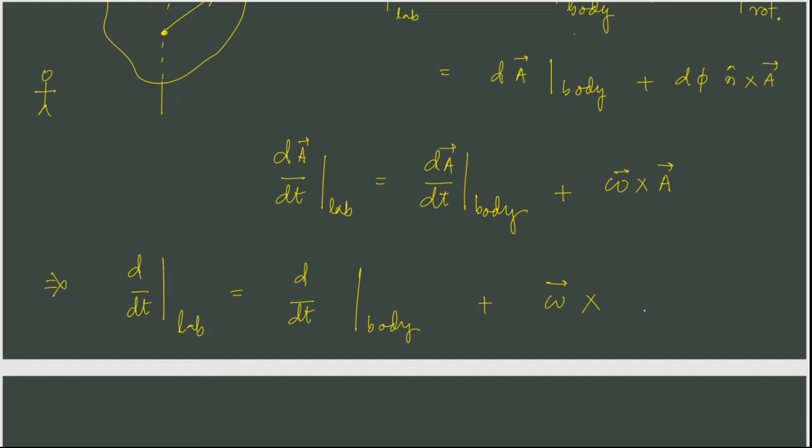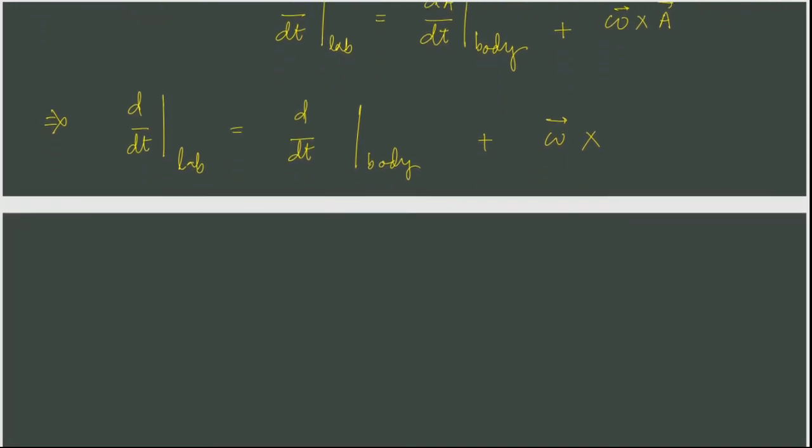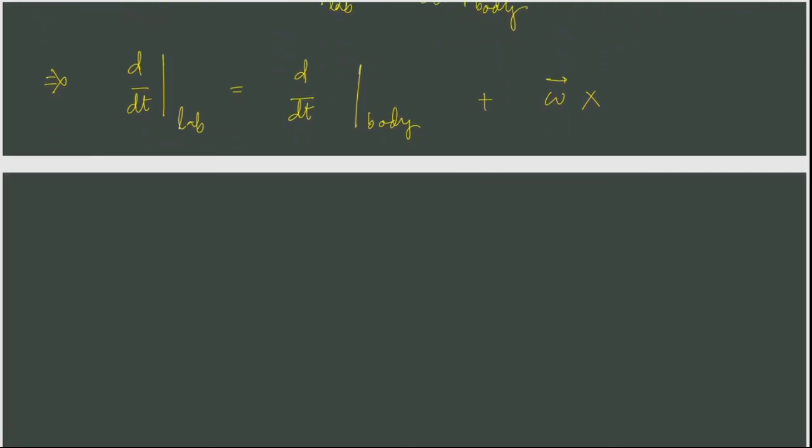whatever we are interested in. Of course, we are talking about position vector like quantities. So let's start with the position vector itself. How does the position vector of a point on the rigid body change in the laboratory frame? Well, that would be straightforward. dr/dt in the lab frame should be equal to dr/dt in the body frame plus omega cross r.